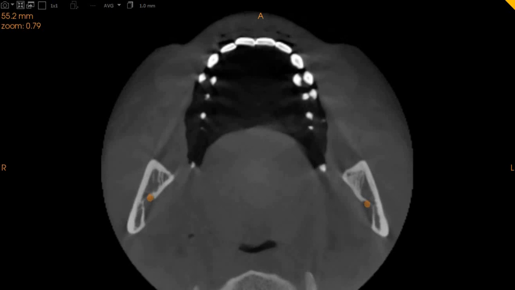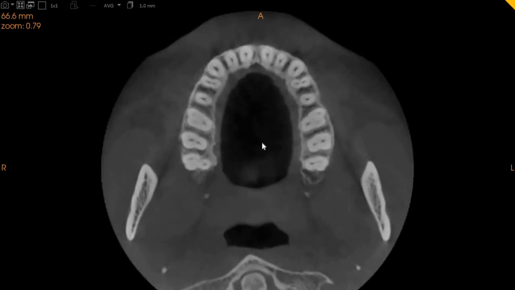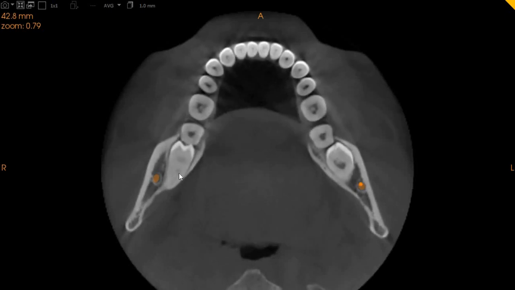This is the axial view of the upper. This is the right hand side right here, and this is the axial view of the lower. And here you can see that the tooth is comfortably positioned lingual to the nerve, which is right here.